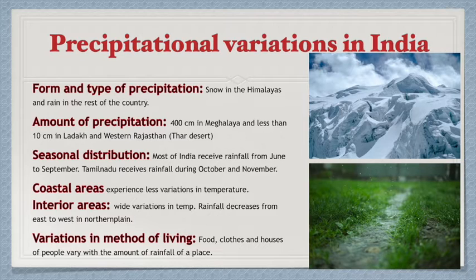Similarly, method of living also varies across the country. The food we eat, clothes we wear, and houses we live in vary depending upon the amount of rainfall of a place. So, such kind of variations occur across India. Both temperature varies, precipitation varies, even method of living also varies.